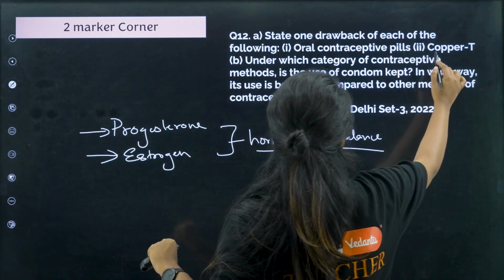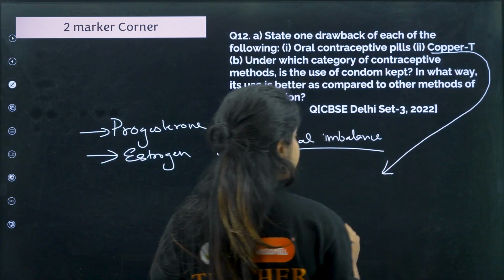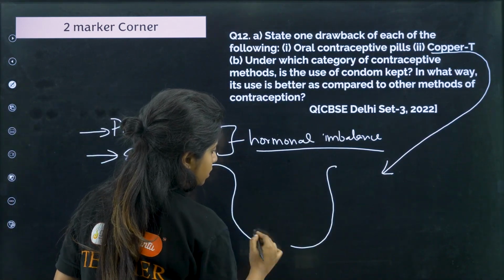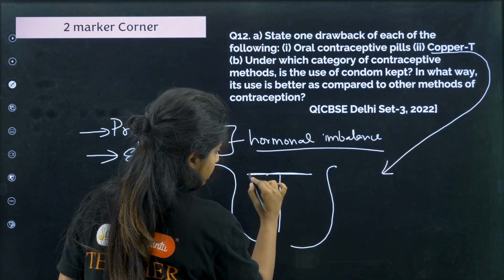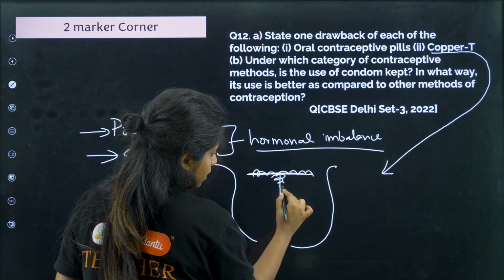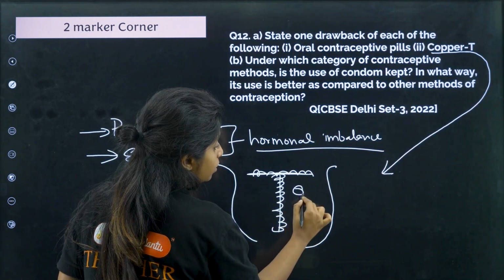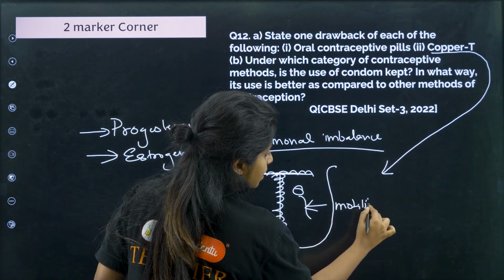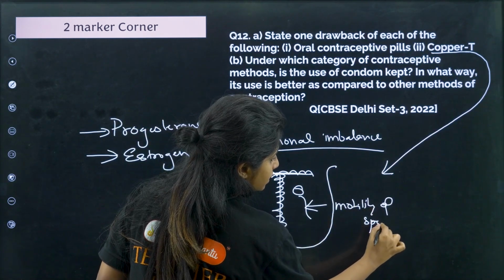Now copper T is the next contraceptive, which is inserted inside the uterus. Inside the uterus, this copper T is inserted. There's a T-like structure which is covered by copper, and the copper ions basically mess up the motility of the sperms. They tell the sperms you cannot move.